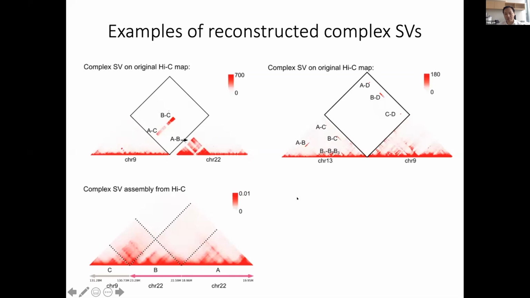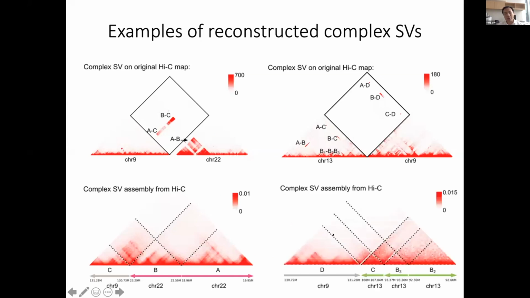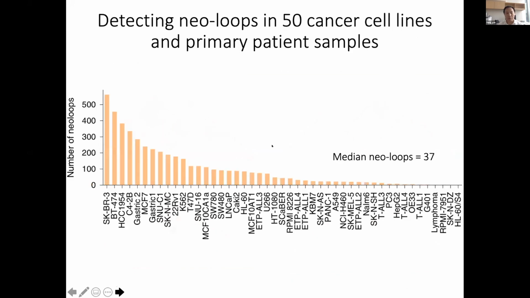Here's another example. Things are getting more complicated. There are many fragments in this case, A, B, C, and D as well. And again, using our software, you can see that by solely using Hi-C, nothing else, we are really able to get this nice-looking Hi-C map and then predict the hijacked enhancers, right? So we were able to apply our software to over 50 cancer cell lines or primary patients. So that's probably a very comprehensive list about Hi-C in cancer.